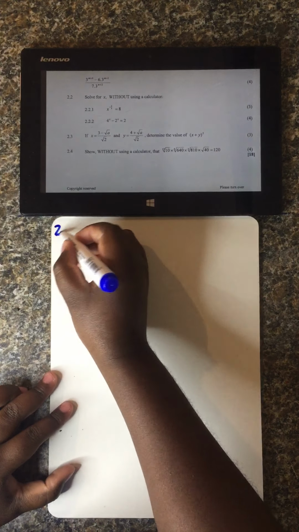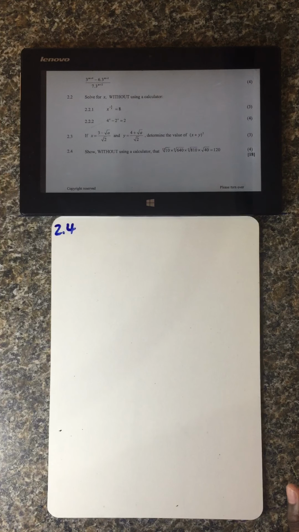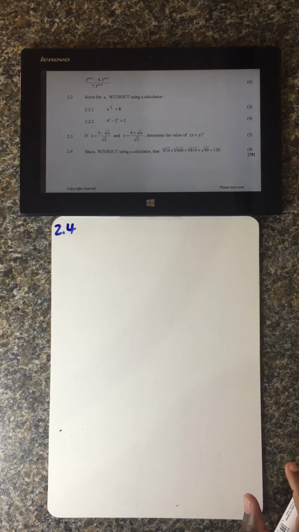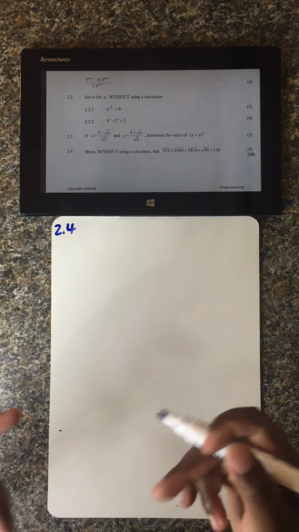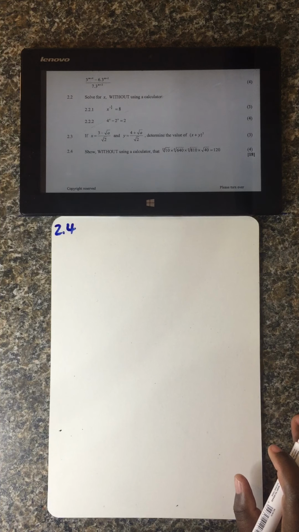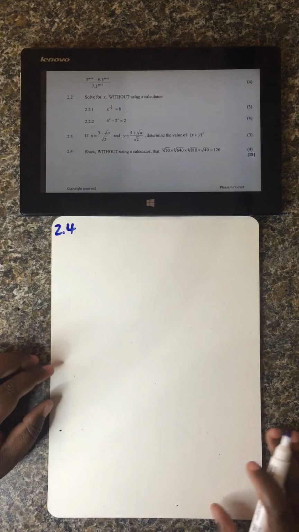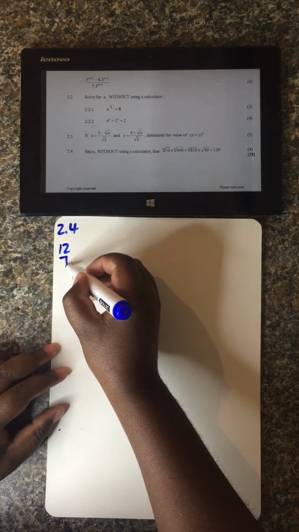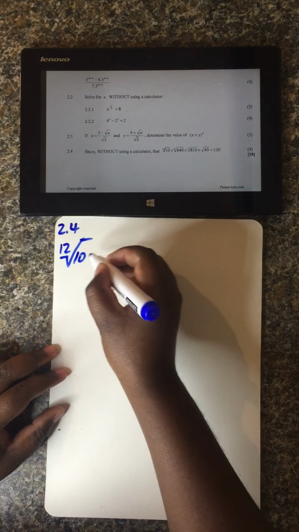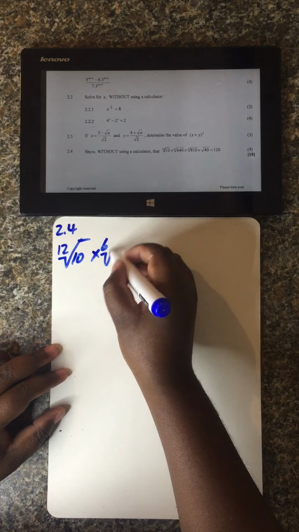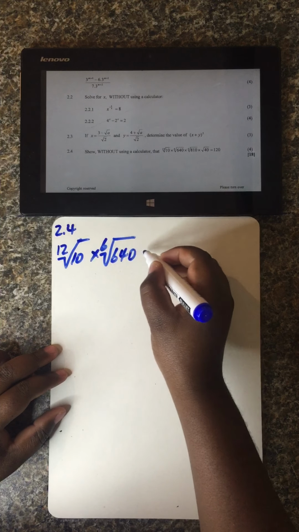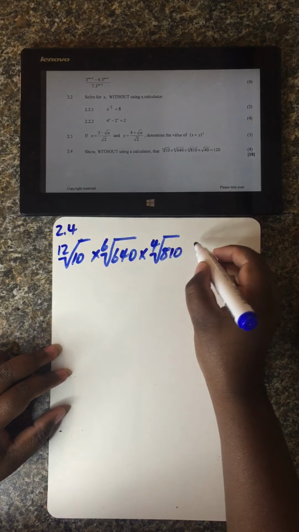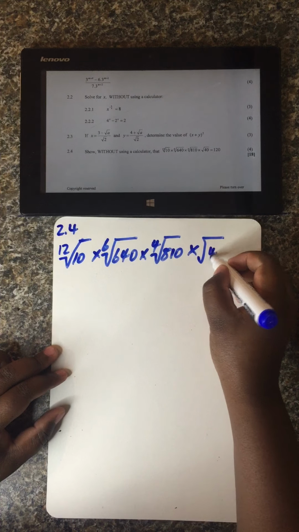So this is 2.4. Remember guys, you don't need to write anything. You can just have a look at how I answer these questions. Then at the end of this lesson, you can replay this lesson so that you fully understand and learn those extra lessons. So we've got 12 square root of 10, multiplied by 6 square root of 640, multiplied by 4 square root of 880, multiplied by square root of 40.